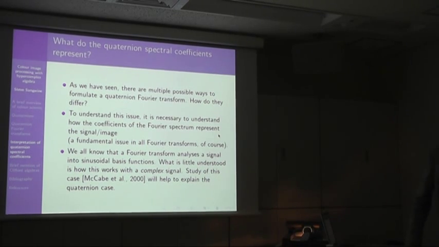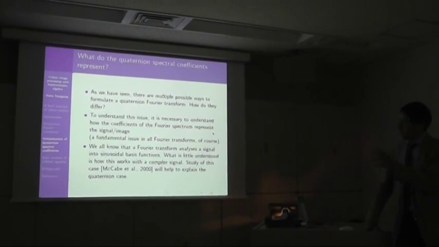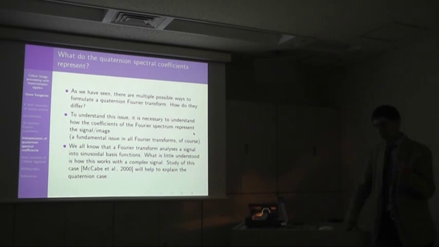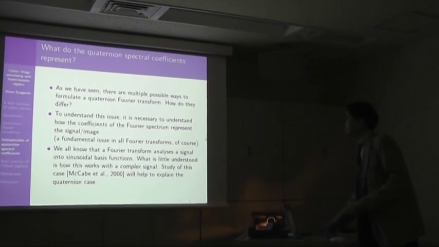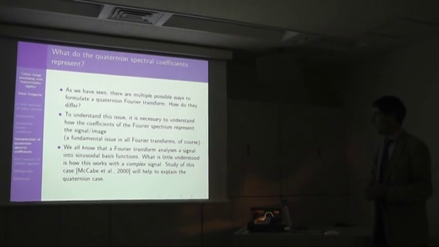So, the question then is, what do the Fourier spectral coefficients represent? When we compute the Fourier transform of the colour image, we have an array of quaternion values. How do they represent the frequencies in the image? There are many ways of formulating the Fourier transform, and people who have worked on Clifford algebras have found many ways of formulating the Clifford Fourier transform. So this question will occur again and again with different types of transform. To understand the issue, you need to know how the coefficients of a Fourier spectrum represent a signal or image, fundamental in all cases.